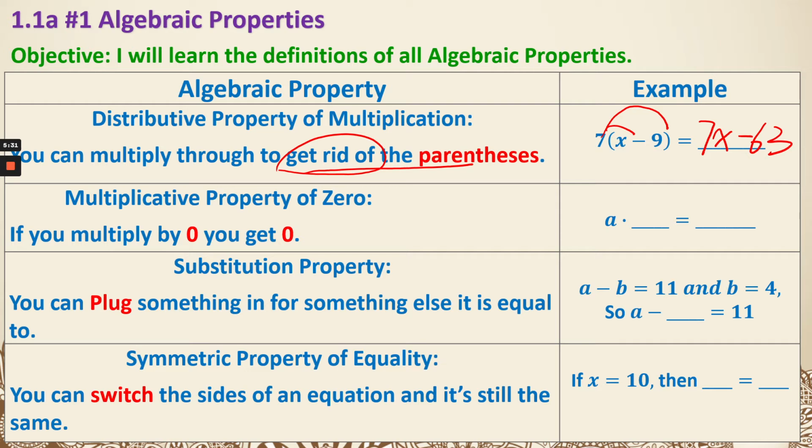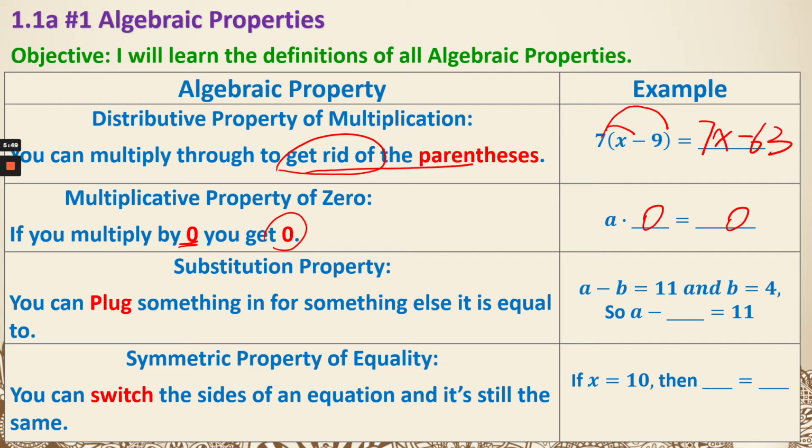Multiplicative property of 0. When you multiply by 0, you get a 0. So a times 0 gives us a 0. Doesn't matter what a is. It could be any number. It could even be 0. Or just a super big, super small number. Either way.